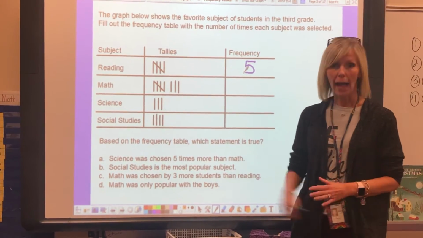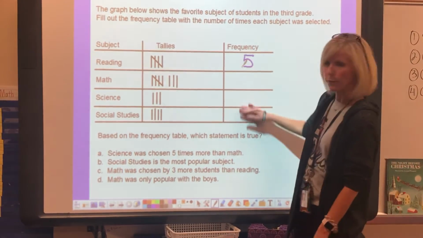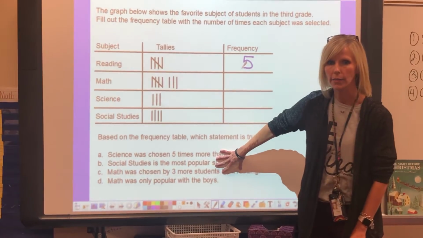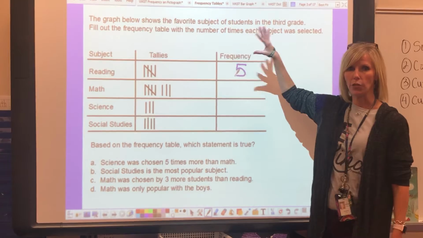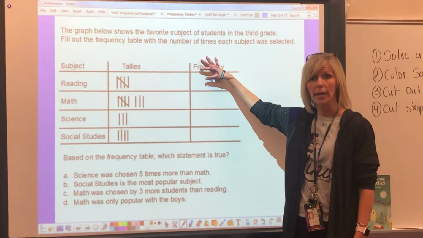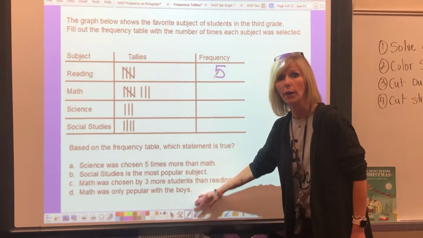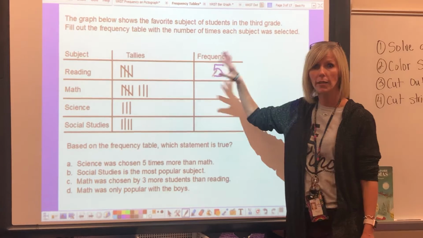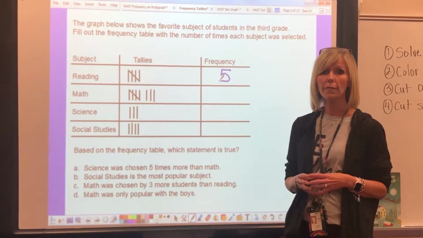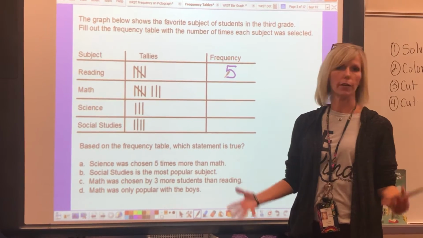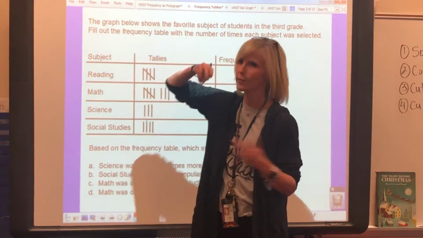That tells you that reading was picked 5 times. And then you just fill the rest of it in, and the students have to be able to answer the same types of questions that we've been doing all year using the information from the graph. They could be 1-step and 2-step equations. They're also asked to figure out which one of these is true based on the information. They have to find the statement that matches the graph. So it's very important that all of their graphs have the correct information, or all of their questions will be incorrect. So this is a frequency chart, frequency table.